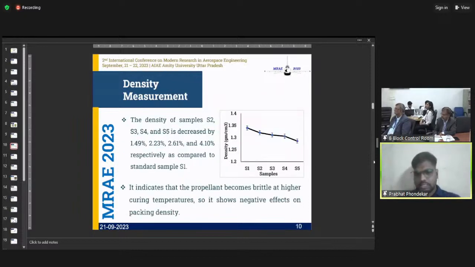Okay, so these are the results. You can clearly see in the graph sample 1, sample 2, sample 3, sample 4, and sample 5. As we increase the temperature, the density of the propellant is getting decreased. So basically, it's indicating that the propellant samples will become more brittle at the higher curing temperature. So it will negatively affect the packing density.